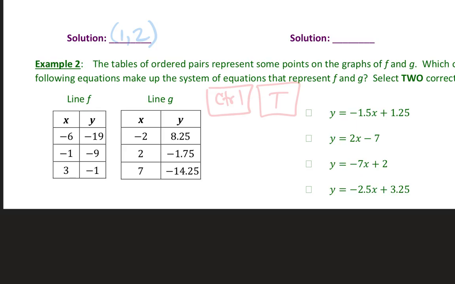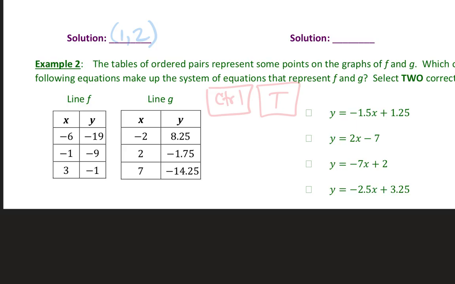All you want to do is you want to check your table. So I would look at -6 and see if it's with -19. And then I would check -2 to see if it's with -8.25. Because if this isn't true or this isn't true, then that first equation cannot be either table.